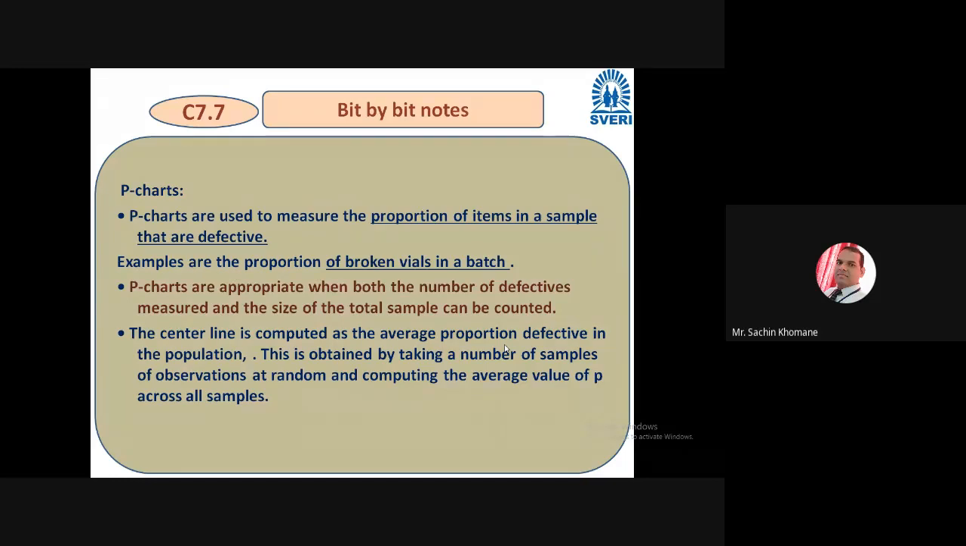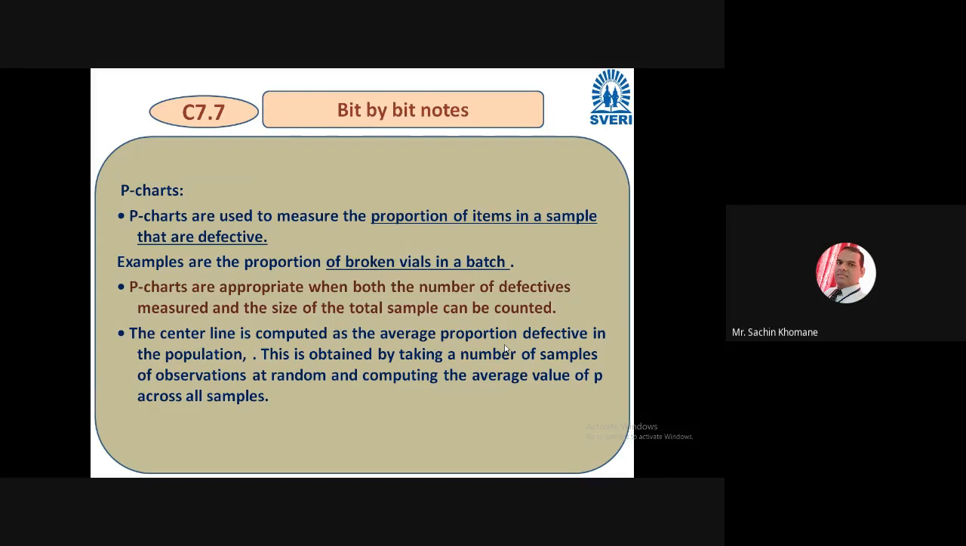P charts are used to measure the proportion of items in a sample that are defective. In simple terms, forget about the earlier slide. So here you will get a clear idea. P charts are used to measure the proportion of items in a sample that are defective.